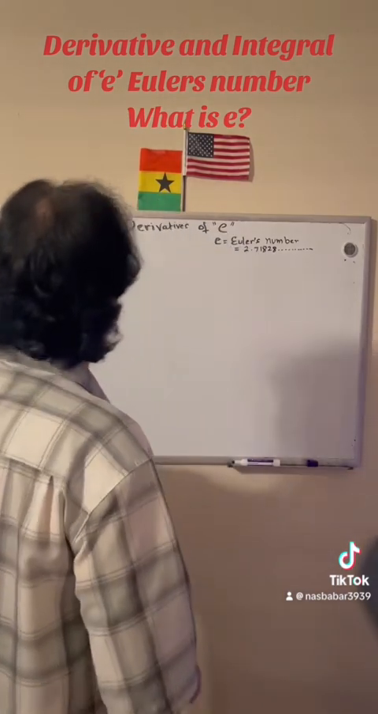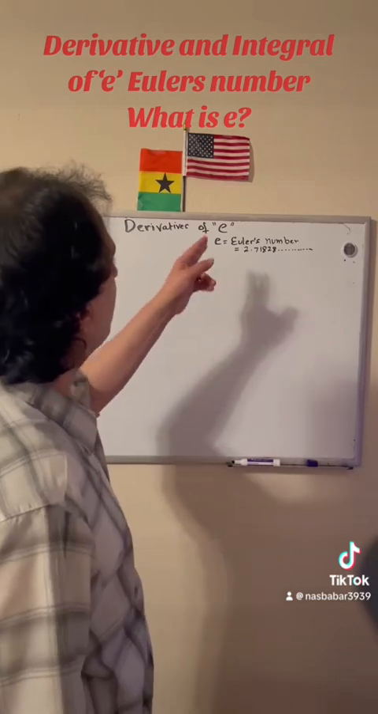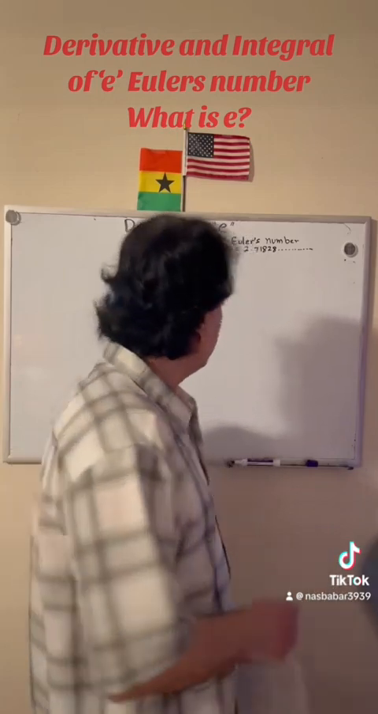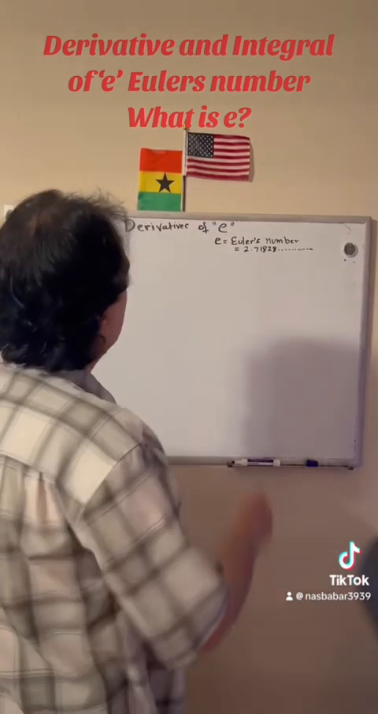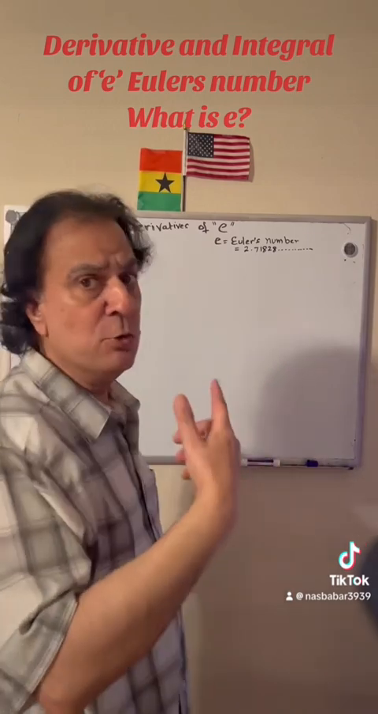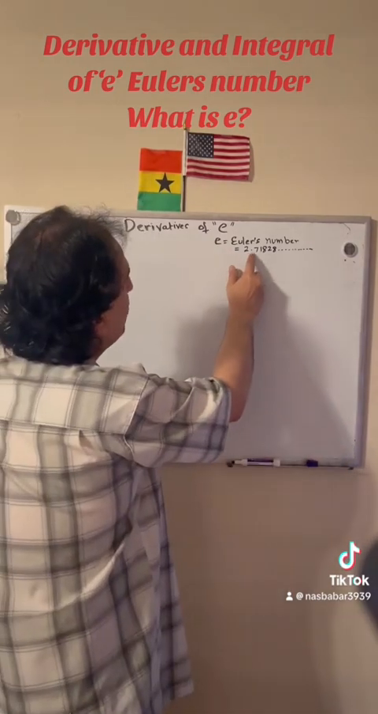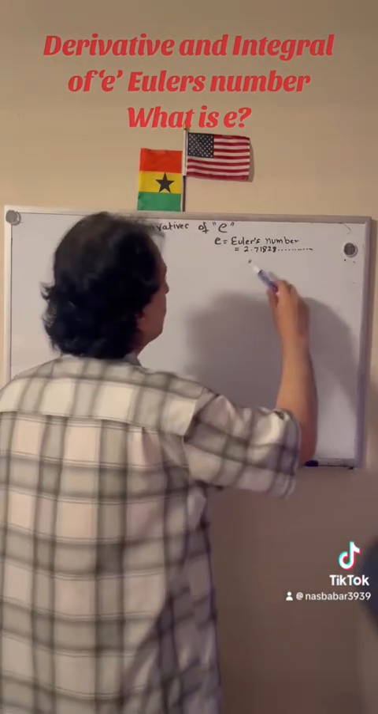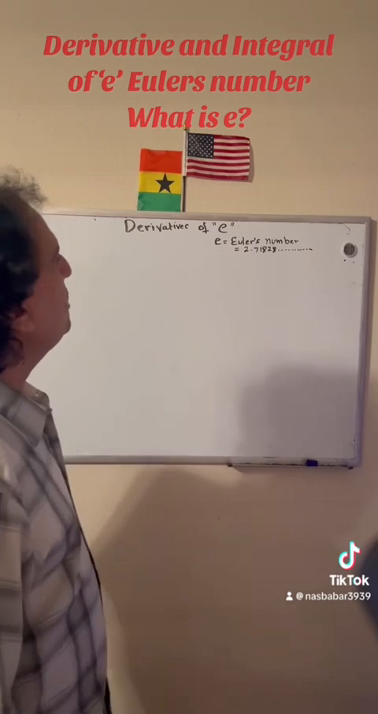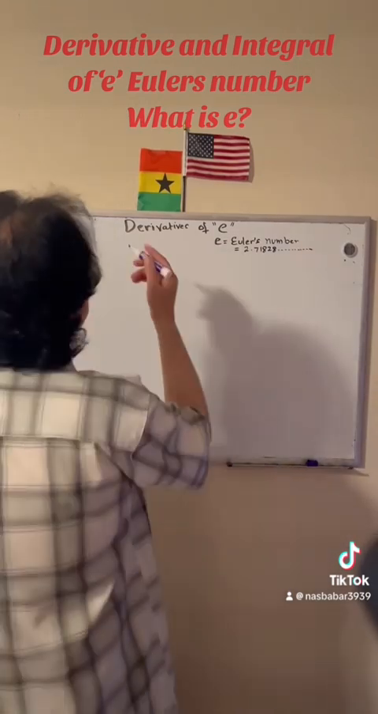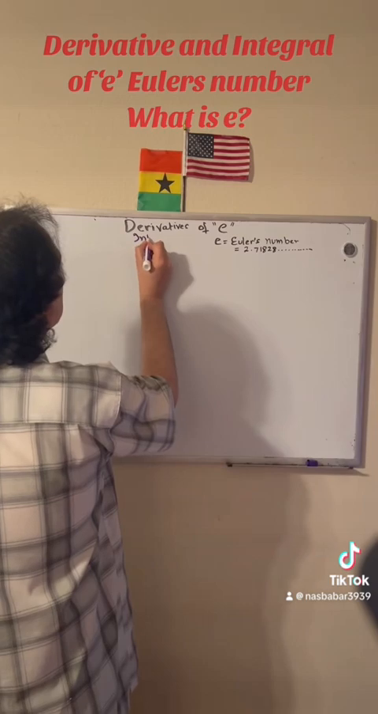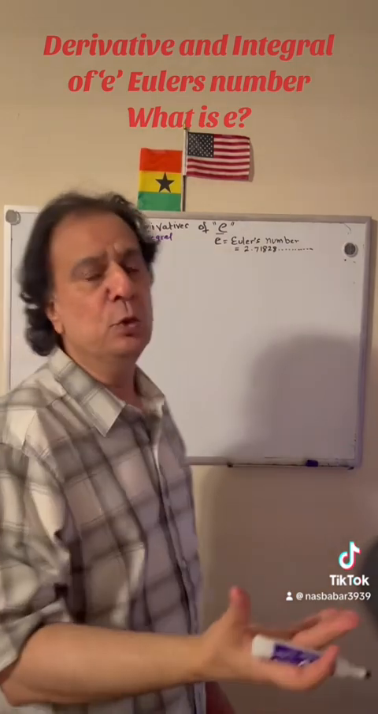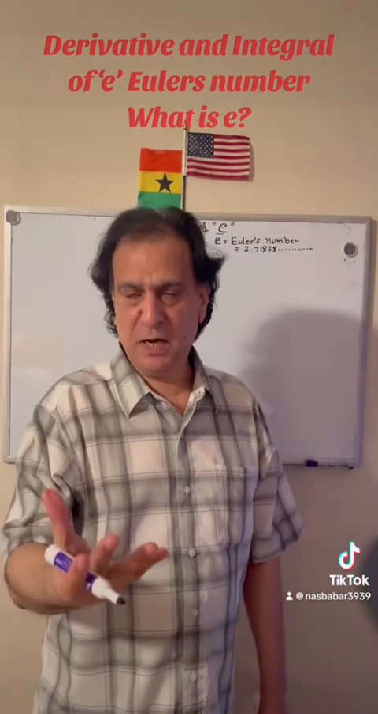Today's topic of discussion is going to be derivatives of e. What is e? A lot of people know it's an exponent. It's called Euler's number, and it is 2.71828, and it goes up to infinity. There's no stopping, okay? So can you take a derivative or even an integral of this number, of this e, which is Euler's number actually?